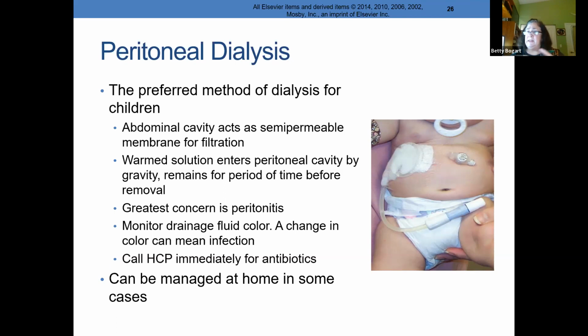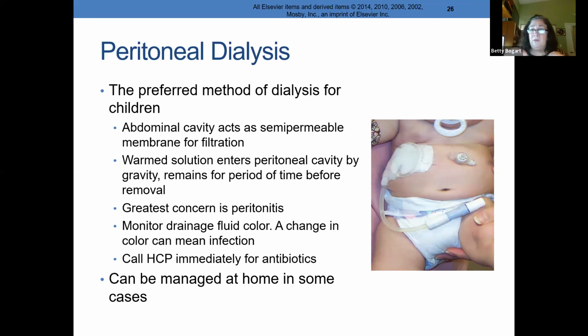So if we are looking at nursing care after it's hooked up, we will be making sure that the belly is soft. We will be making sure that the liquid that comes out of this child is the same. If it turns colors, you see sediment, there's something wrong, or you see some tenderness in the abdomen that wasn't there, this is peritonitis. This is their only filtering device for their kidneys.